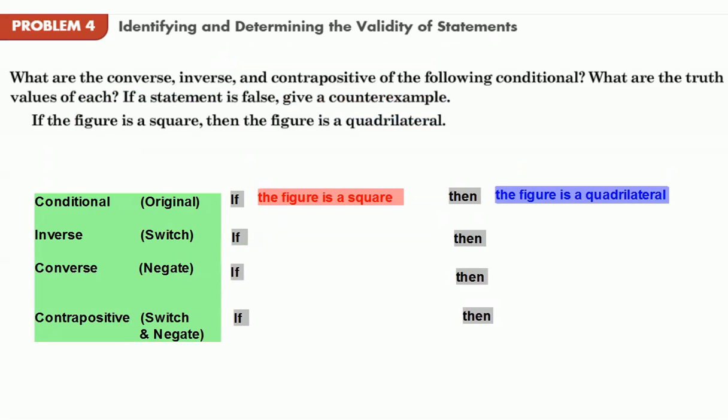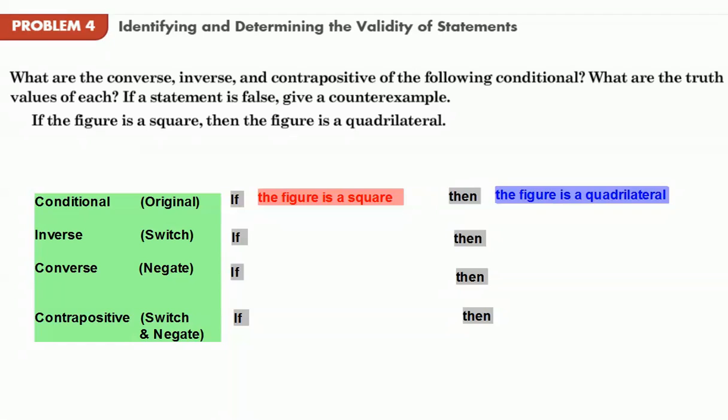For problem number 4, we're going to identify and determine the validity of statements. What are the converse, inverse, and contrapositive of the following conditional? What are the truth values of each? If the statement is false, give a counterexample. So for example, we have, if the figure is a square, then the figure is a quadrilateral.